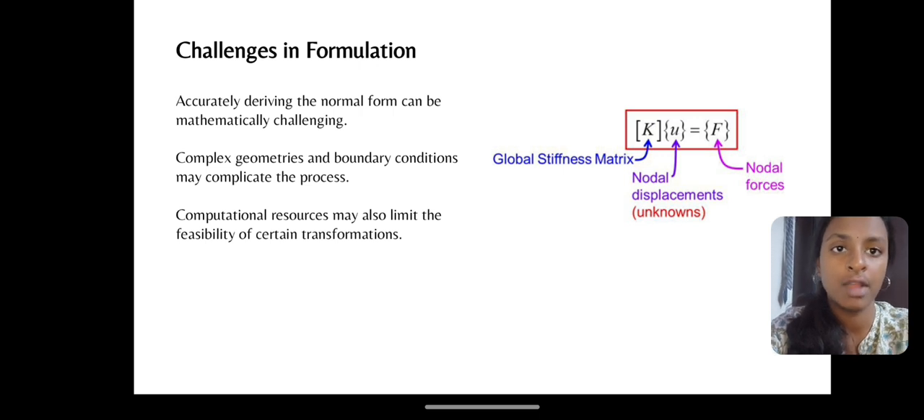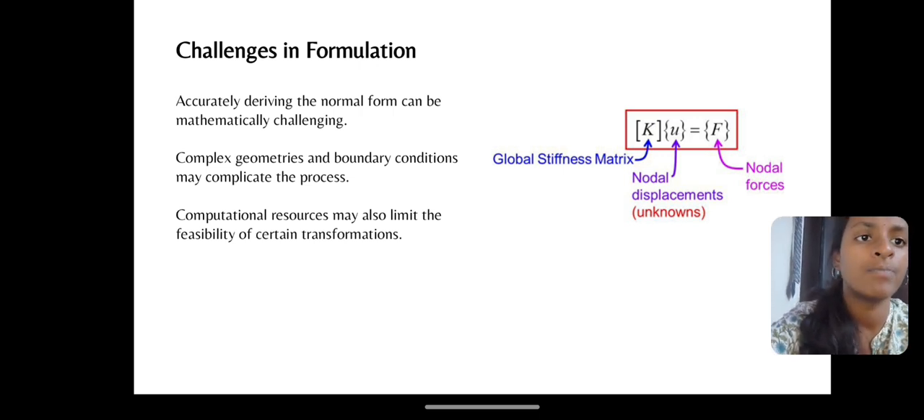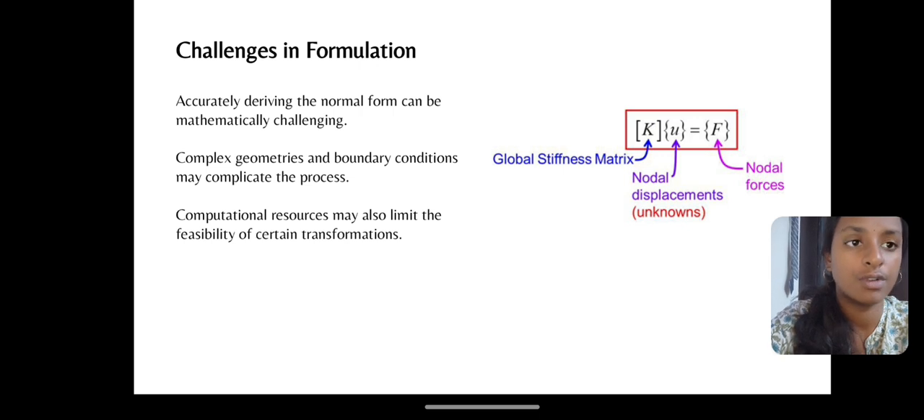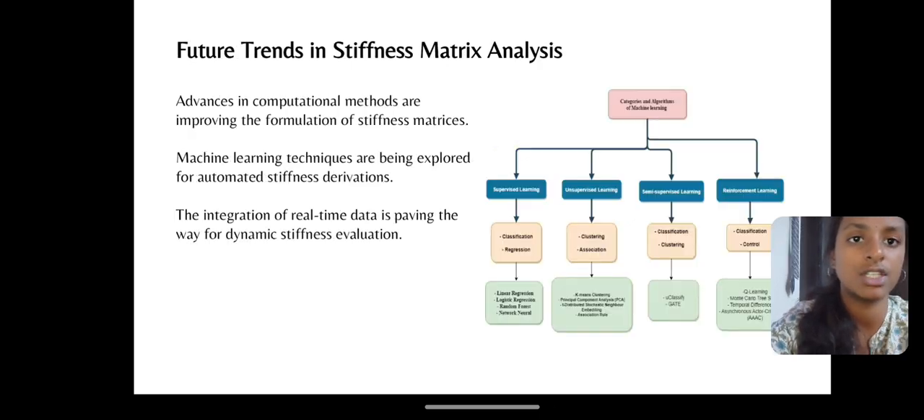Challenges in formulation. Accurately deriving the normal form can be mathematically challenging, but it can be derived by using this formula, in which K is global stiffness matrix, U is nodal displacements which are unknowns, and nodal forces are represented with F. Complex geometries and boundary conditions may complicate the process. Resources may also limit the feasibility of certain transformations.